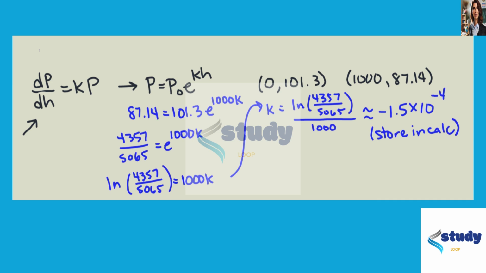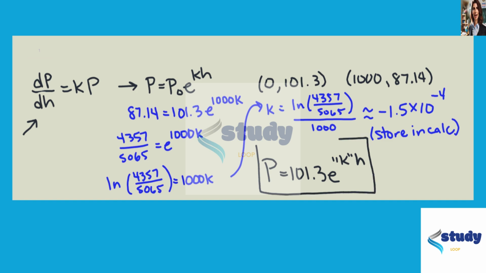Now we want to use that value in our model, and our model is P equals 101.3, the initial pressure at 0 altitude, times e to the k times h. I'm just going to call it k for now. We know the number, but I don't want to write that number every time. So let's use that model to do parts A and B.